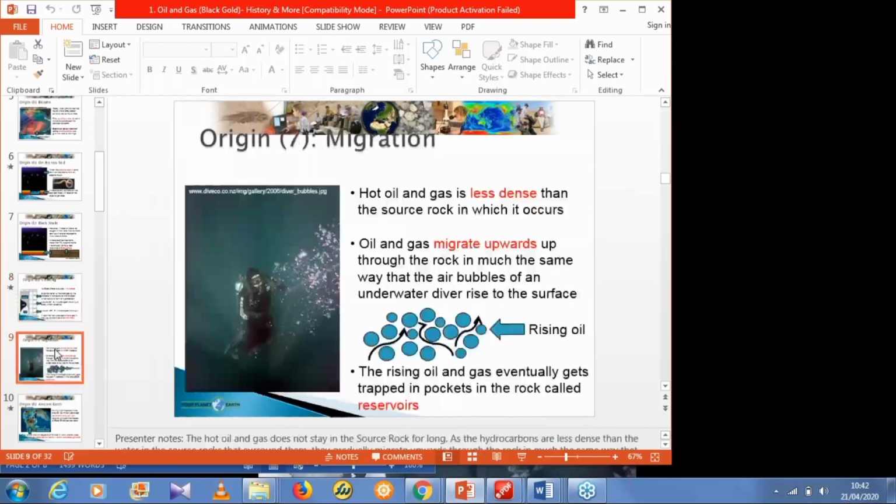Now, talking about migration, how these things move, as eventually we are able to reach this naturally occurring product. Now we have the hot oil and gas, which is usually less dense than the surrounding rock. Because it is less dense, we are likely to see it at a higher level when we start drilling.